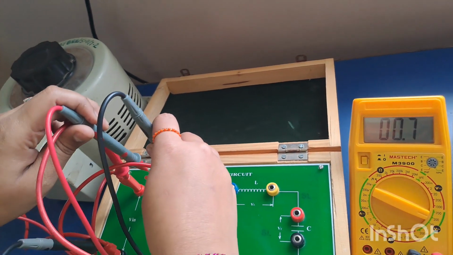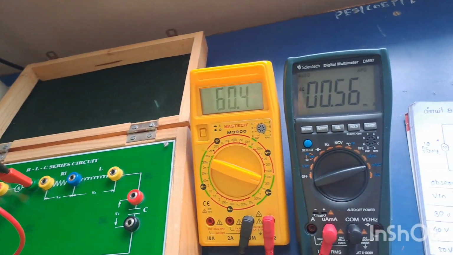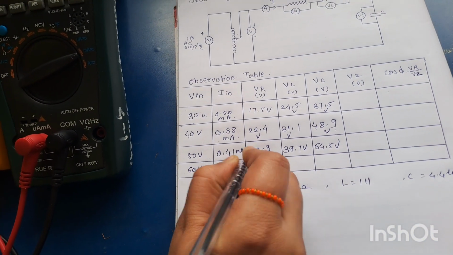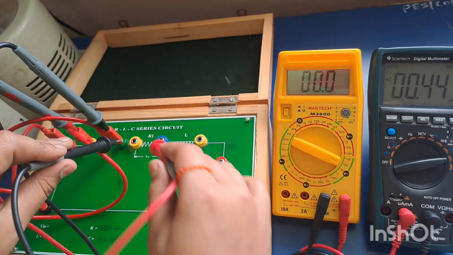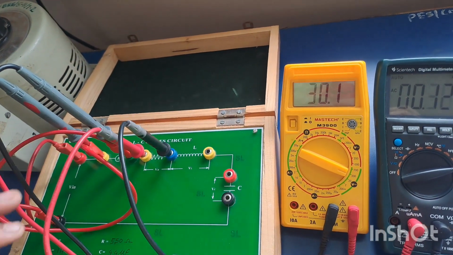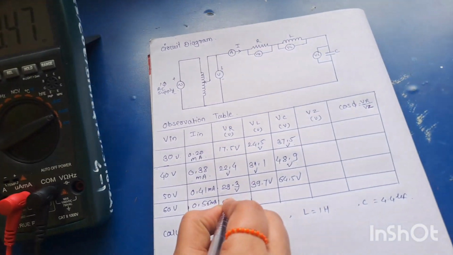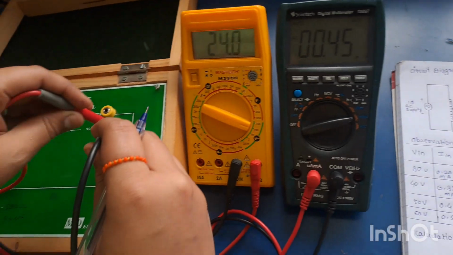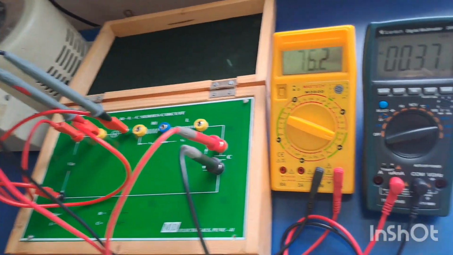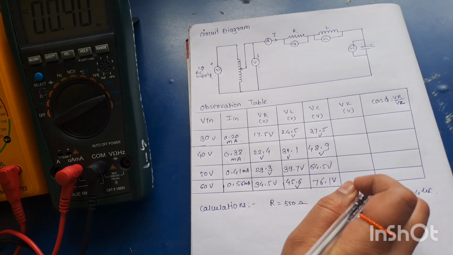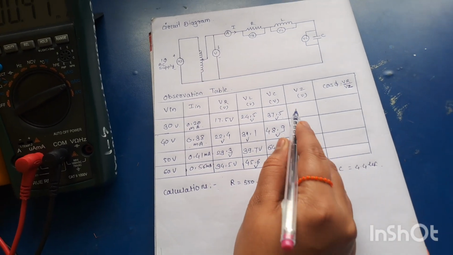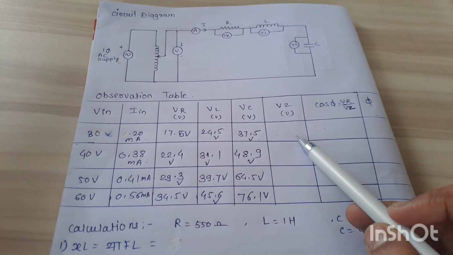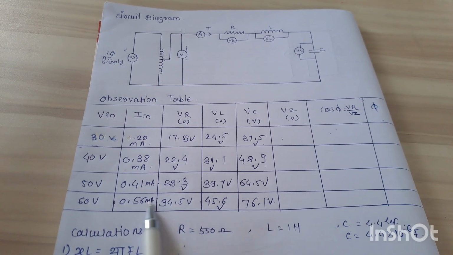Now set the input voltage to 60 volt, and measure the current across circuit, which is 0.56 milliampere. Now measure the voltage across resistor, which is 34.5 volt. Measure the voltage across capacitor, which is 76.1 volt. Now we make the calculations for Vz and cos phi. Now we calculate the value of Vz, cos phi and phase angle from this reading.